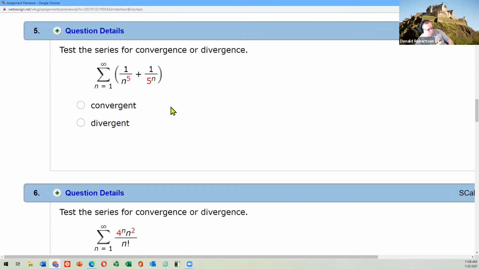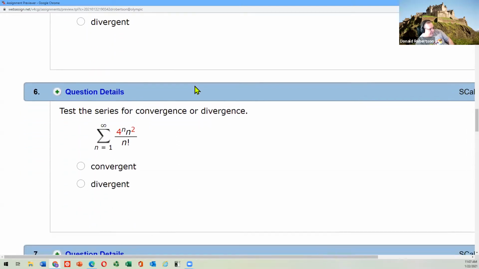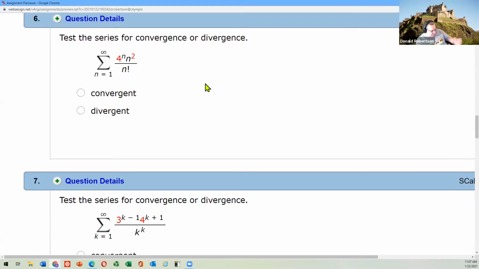This one isn't really one test. Isn't this piece here a P-series? And isn't this piece here a geometric series? So what you really have to do is split it into 2 series and do those on it. We've already talked about this one, but it has appeared, so go for it.